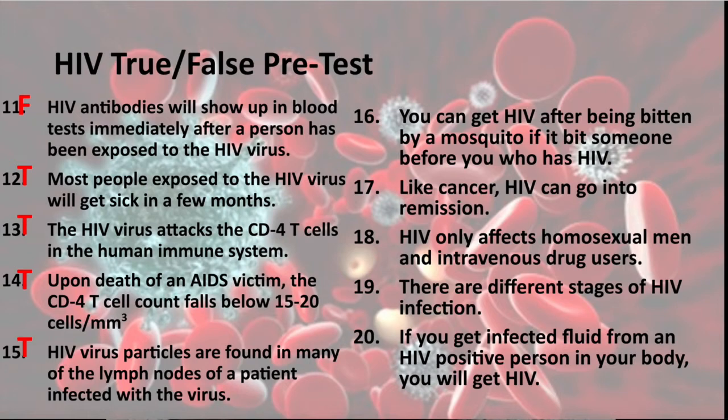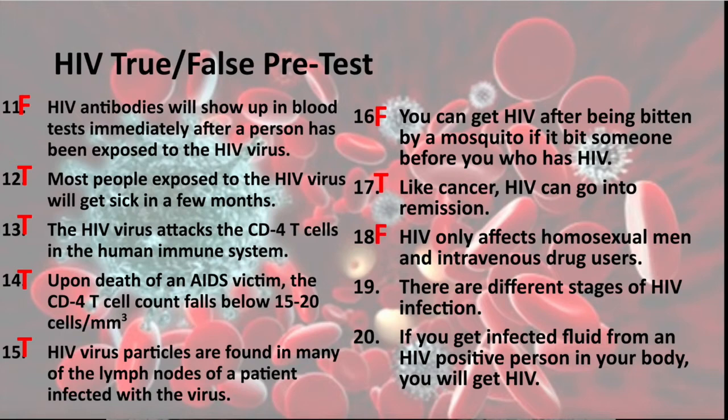That is true. Number 16, you can get HIV after being bitten by a mosquito if it bit someone before you who has HIV. That is false. Number 17, like cancer, HIV can go into remission. That is true. 18, HIV only affects homosexual men and intravenous drug users. That is a big false.